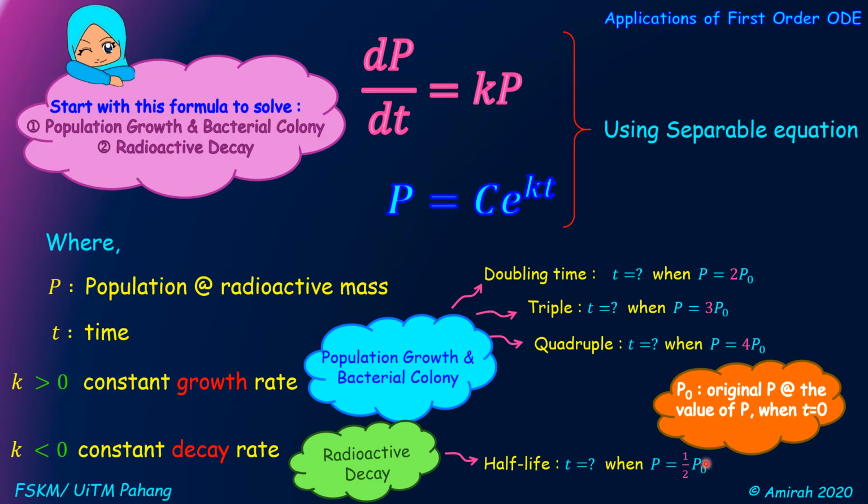What is P naught actually? P naught is the original P, or the value of P when t equals 0: the value of population or radioactive mass when time equals 0.